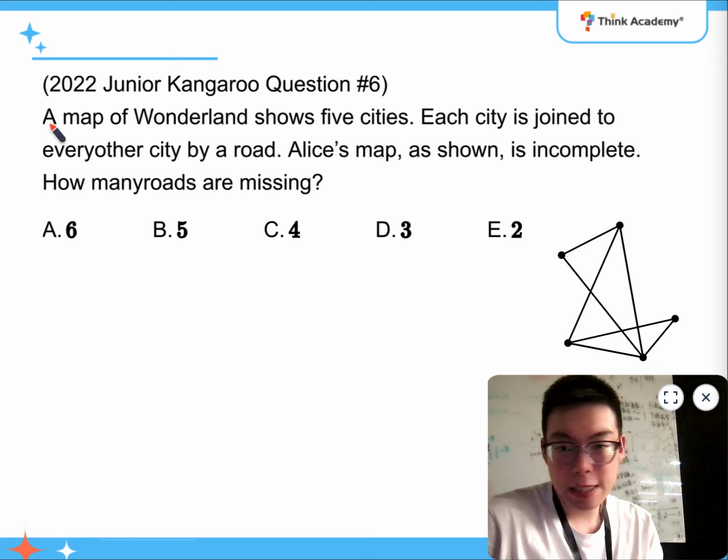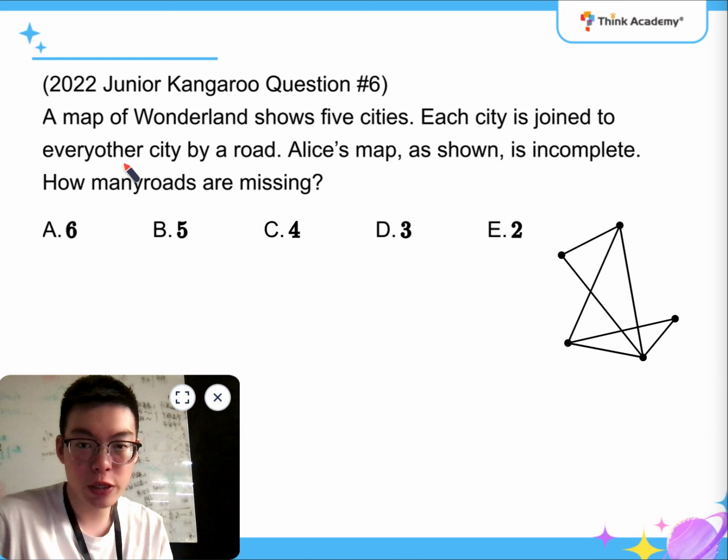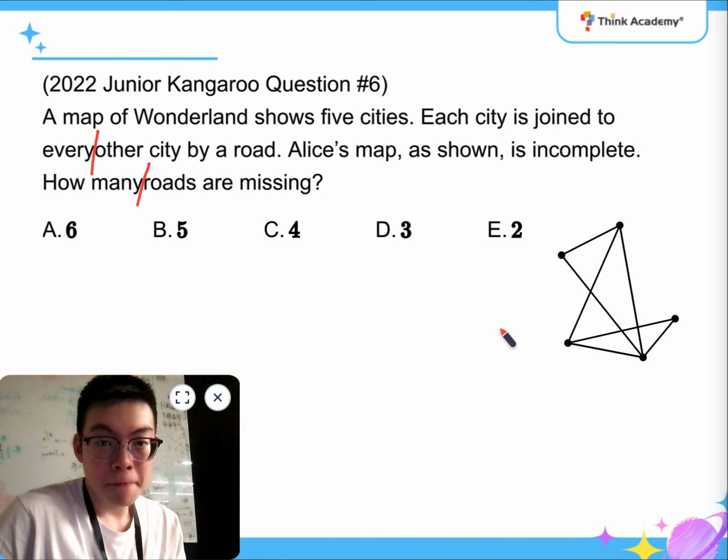Question number 6. It says that a map of Wonderland shows 5 cities. Each city is joined to every other city by road. Alice's map is incomplete. How many roads are missing? Why are there so many missing blanks there? So, how many roads would there be for 5 cities joining each other by a road?